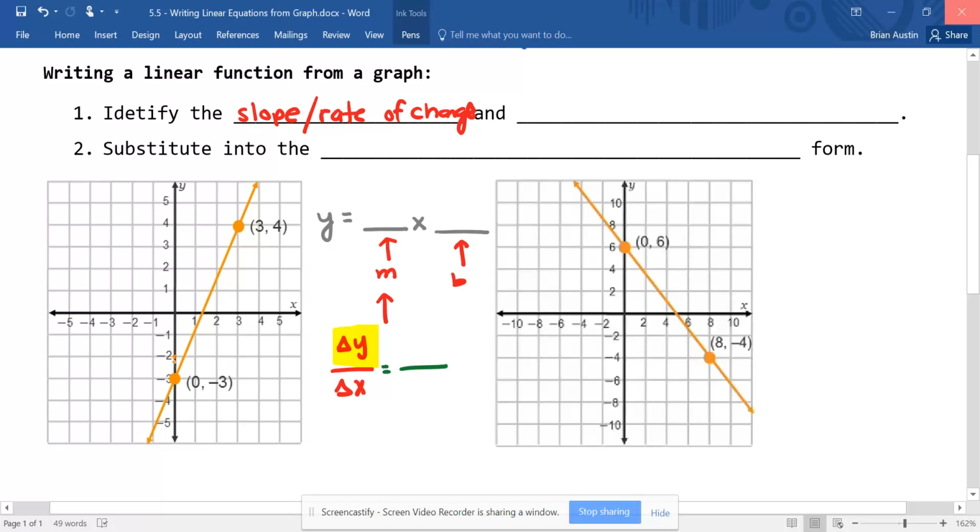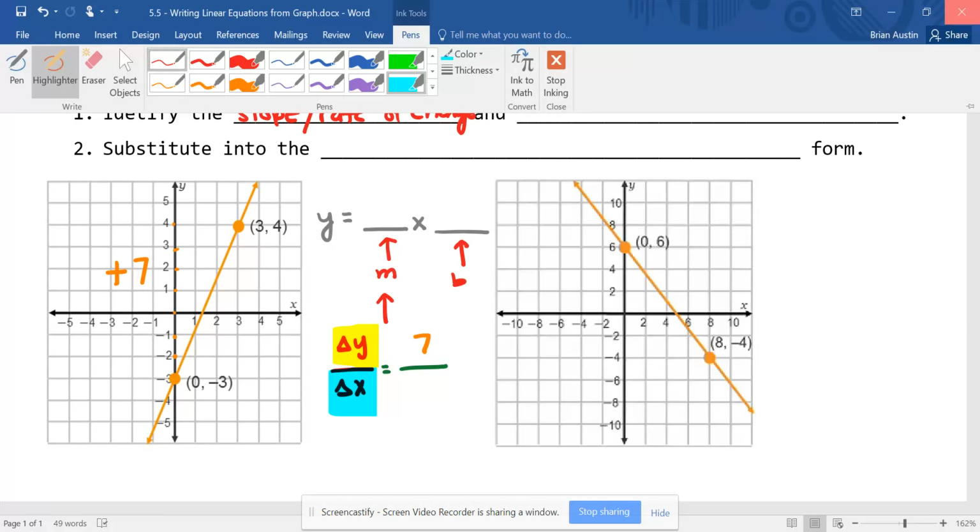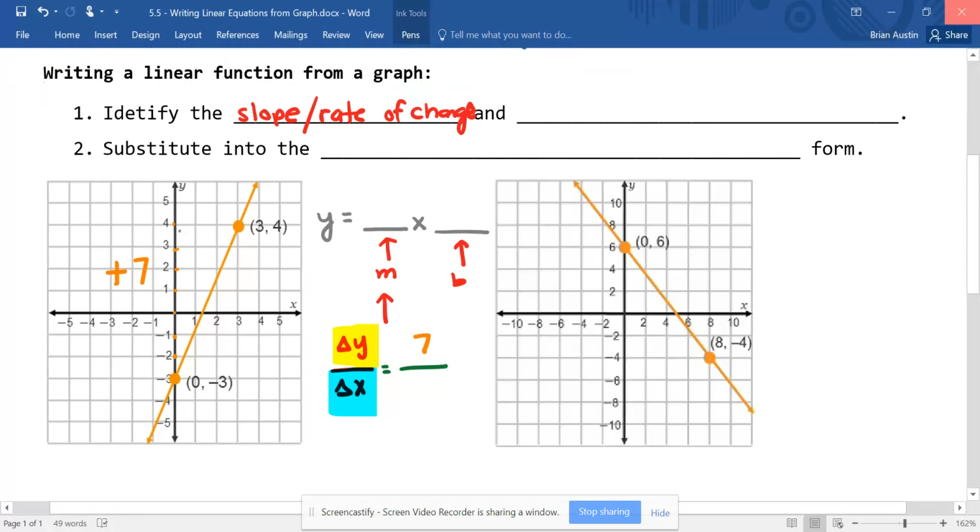So we're going to go up 1, 2, 3, 4, 5, 6, 7. That was an increase of positive 7. From negative 3 to 4, an increase of 7. All right, we're going to get the change in x on the bottom. I'm going to do that in purple. We're going to go from where we left off when we counted the change in y. We're going to go over to the right, 1, 2, 3. So from 0 to 3, that's going to be a change of 3.